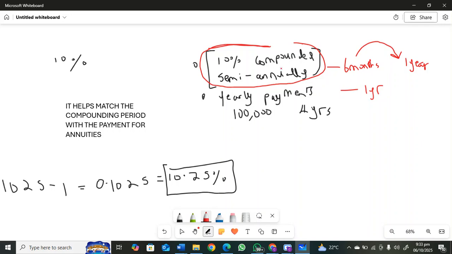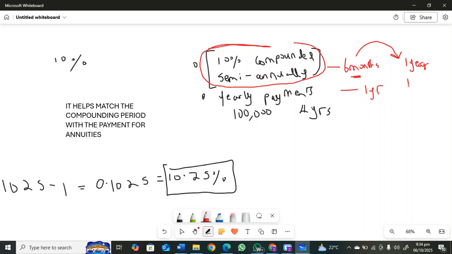Okay. So as I said, the compounding period is 6 months. Since it's semi-annually, it means after 6 months, then after another 6 months. So we need to match the compounding period and the payment period. So you first get the effective annual interest rate. We saw the effective annual interest rate for this 10%, which is compounded semi-annually.